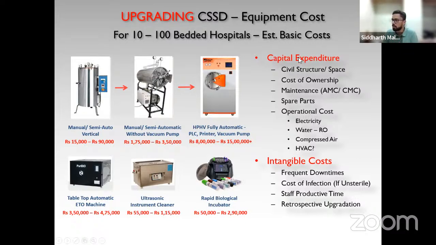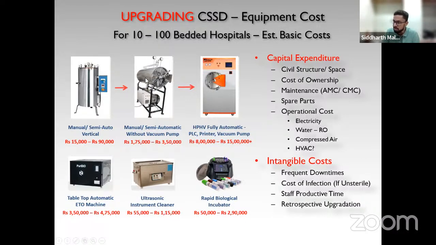So in case if you're planning for a capital expenditure, a lot of costs are involved, including the maintenance, AMC, CMC, cost of ownership, the spare parts, the operational cost may increase, electricity, water, compressed air, HVAC, all the things. However, there are intangible costs to using the smaller autoclaves. That means frequent downtimes, just in case if there is an infection that has happened, the cost of infection, the staff productive time, and the upgradation that you have to do later.